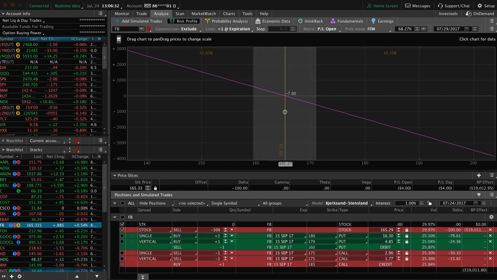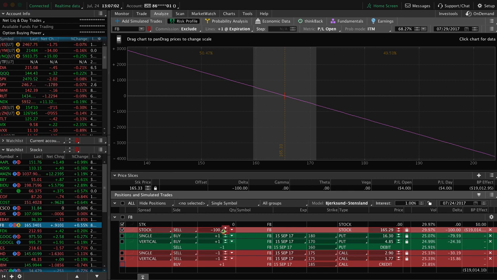If we put our price slice to right where the stock is trading right now, you can see it shows the probabilities on the downside about 49% and the upside about 50%. So like I said, it's about a 50-50 bet whether you'll be profitable on this trade or not. And as far as the amount of capital, because it's trading at $165.29, you're going to need to put up $16,529 to short 100 shares of Facebook. So that's a lot of capital.